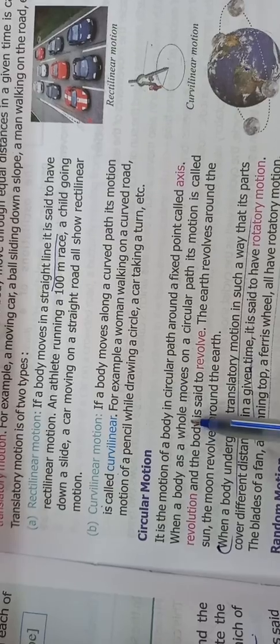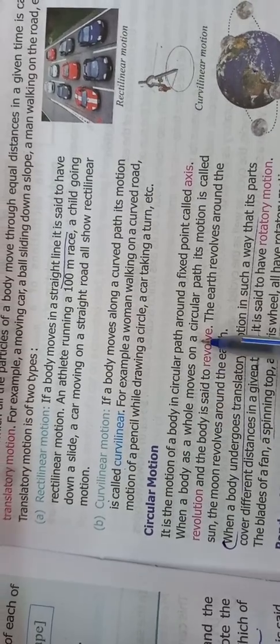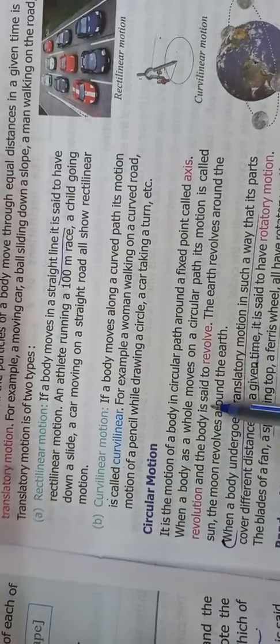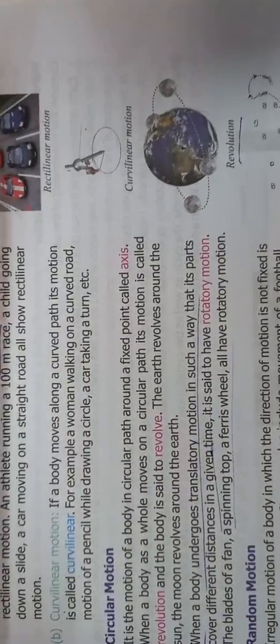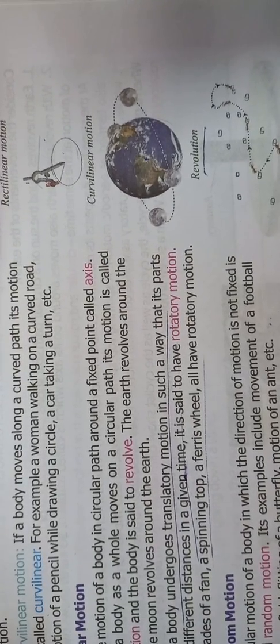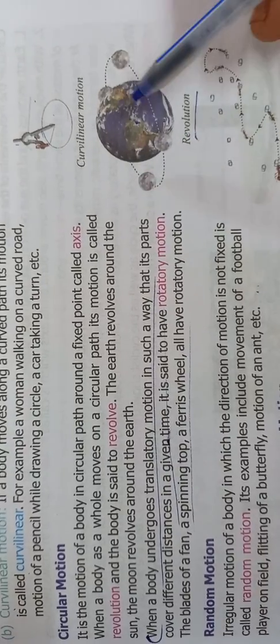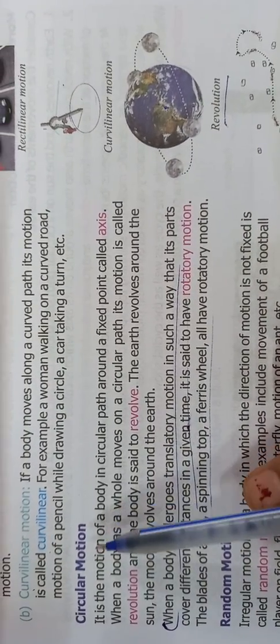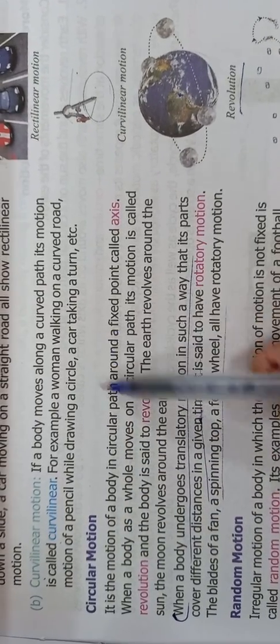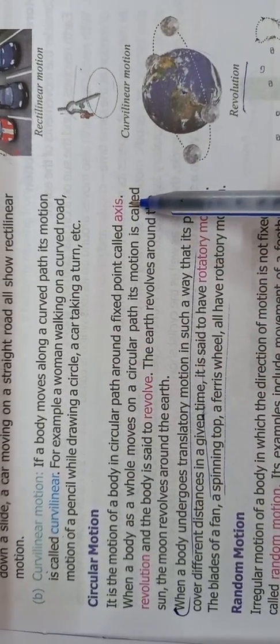When a body as a whole moves on a circular path, its motion is called revolution, and the body is said to revolve. Like the earth revolves around the sun. This is an example of circular motion. The moon revolves around the earth. This is circular motion. So circular motion means the motion of a body in a circular path around a fixed point.